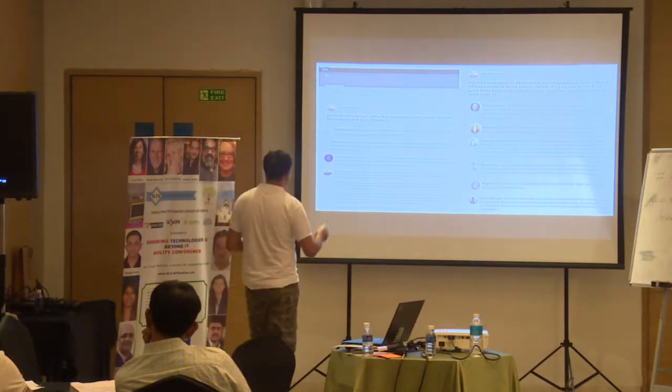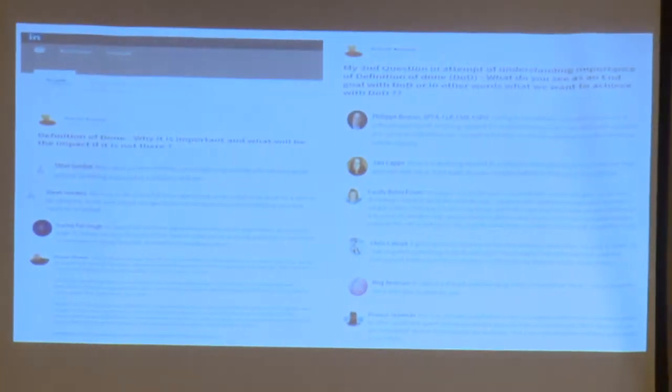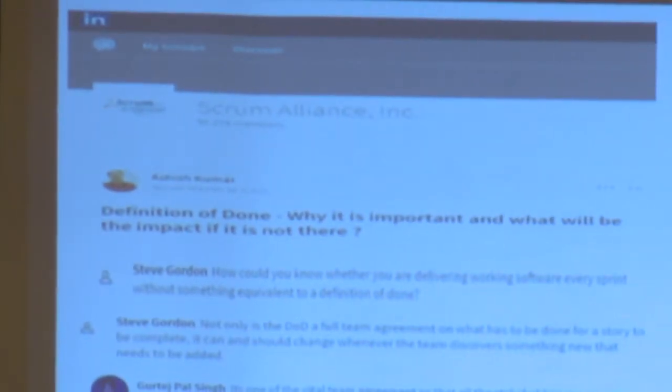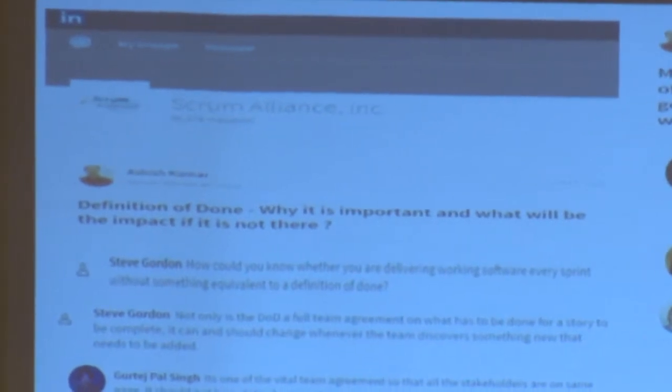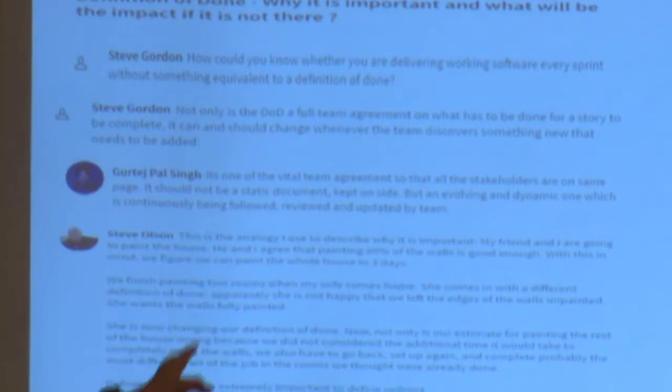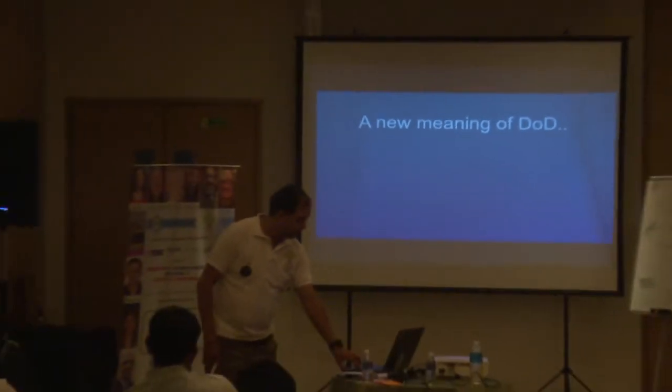Like this guy, Steve Gordon. I asked a question about why it is important and what the impact would be if it is not there. His analogy is that it is one of the vital team agreements, and we definitely need it to get the team and the stakeholders on the same page. Moreover, I have some 80 to 90 comments on each question I have posted. I can give you the links and you can have a look.